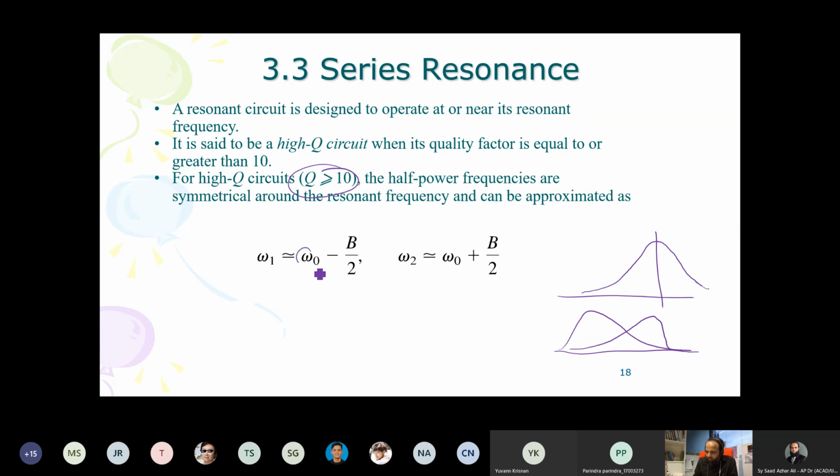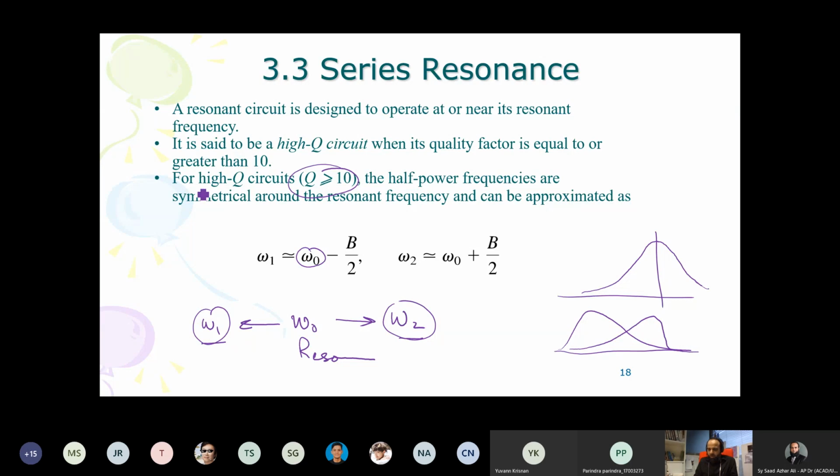This means that omega naught is in between omega 1 and omega 2. What are omega 1 and omega 2? Once again, omega naught is the resonant frequency, and omega 1 and omega 2 are the frequencies at which we still have half of the power left.